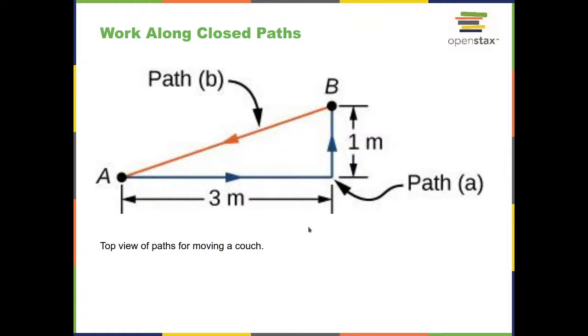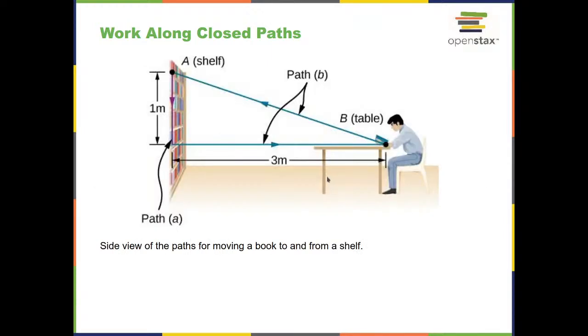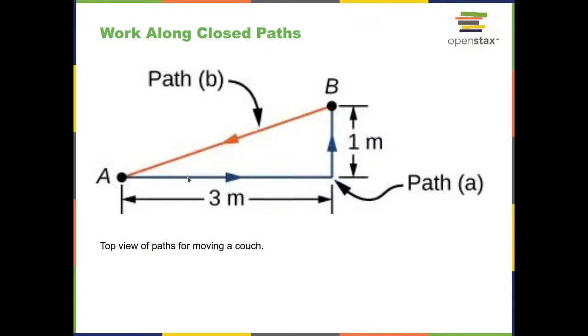So if we're going to move our couch from A to the corner here, we're going to move the couch here against the direction of friction. That's going to give us negative work done by friction. And the amount will be the force of friction, the magnitude of friction, times the distance, 3 meters. Then we're going to have another stretch here. The same force of friction will apply. I mean, we're still sliding things over the floor.